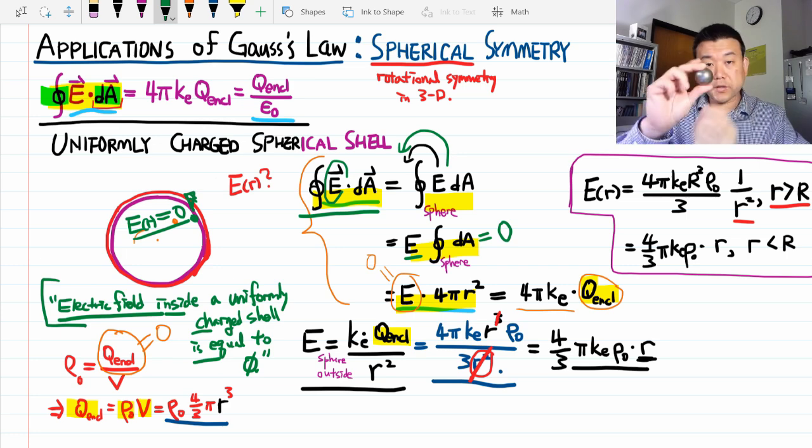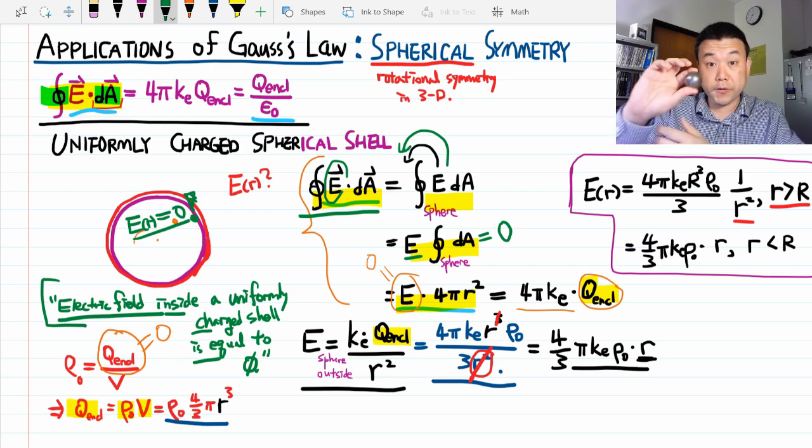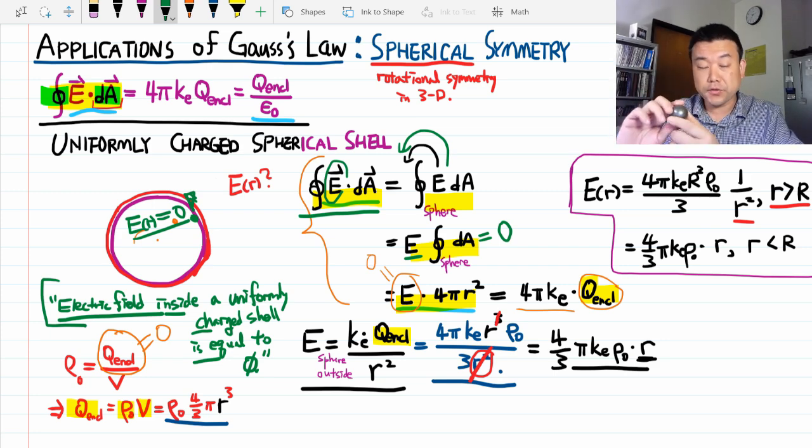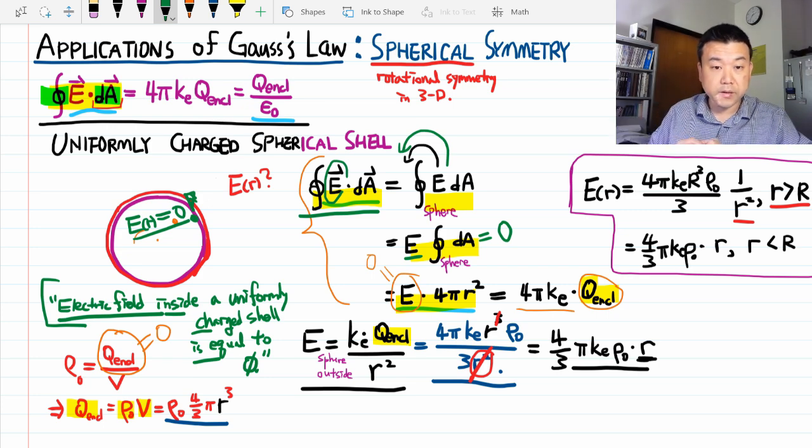And the second thing is, this arrangement is surprisingly common. Whenever you have a conducting sphere and you put some charge on it, the charges are going to spread out in a uniform fashion. So when we get to conductors and we are dealing with spherical conductors, I hope you remember this fact so that you know that the electric field inside a uniformly charged spherical shell will be 0. Alright, that's everything I have for the spherical symmetry. In the next video, we'll look at cylindrical symmetry.